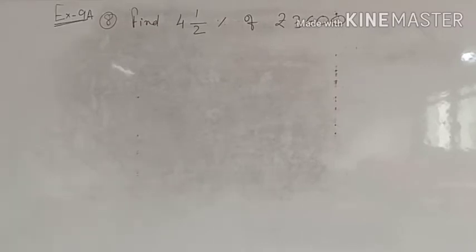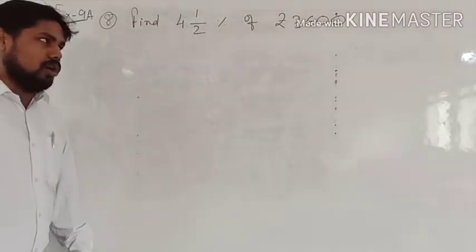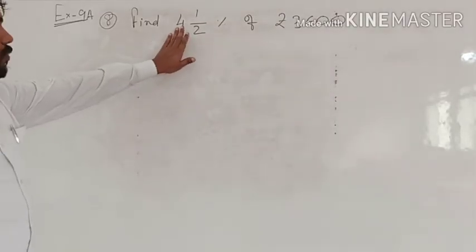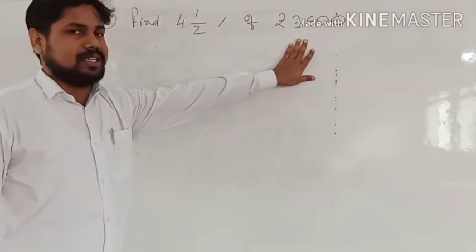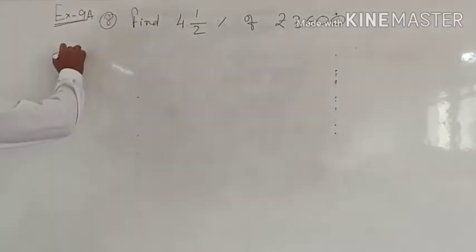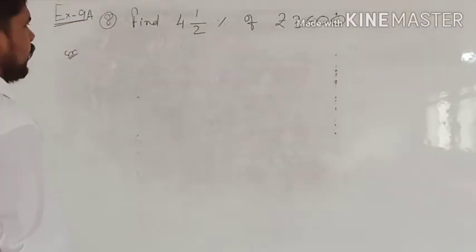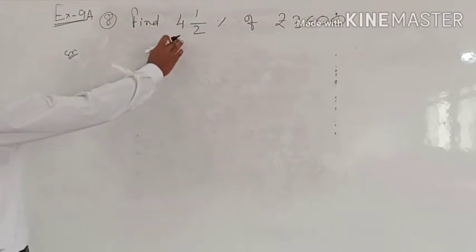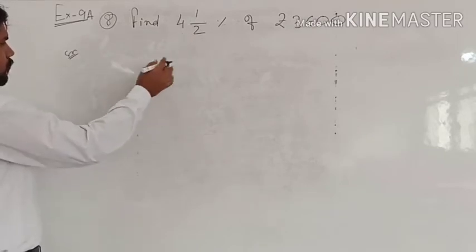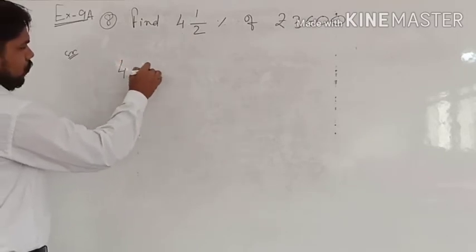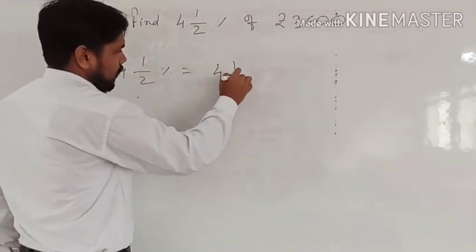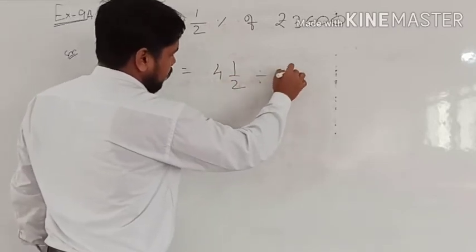Question number 8 is asking: find 4 whole 1 by 2% of 3600. So very simply, first we have to convert 4 whole 1 by 2 percent. 4 whole 1 by 2 percentage means 4 whole 1 by 2 divided by 100.